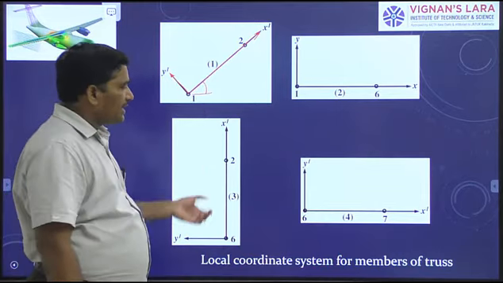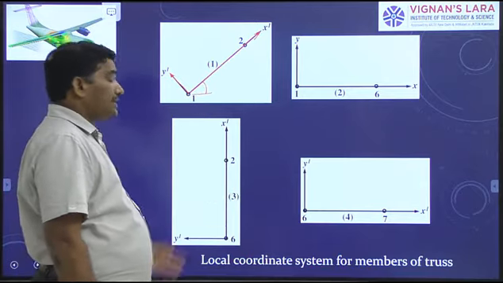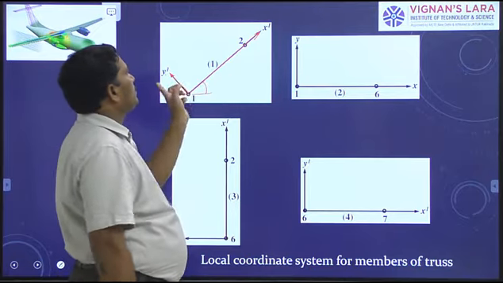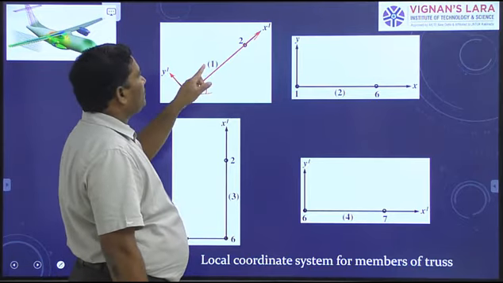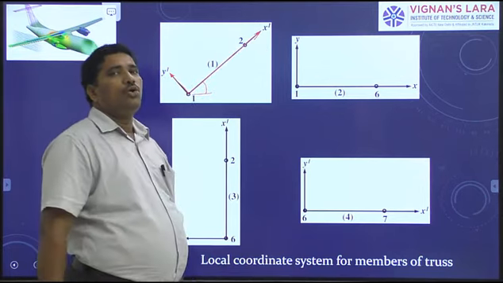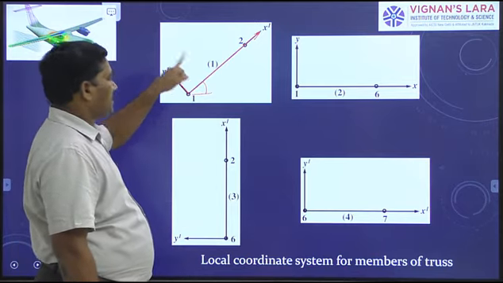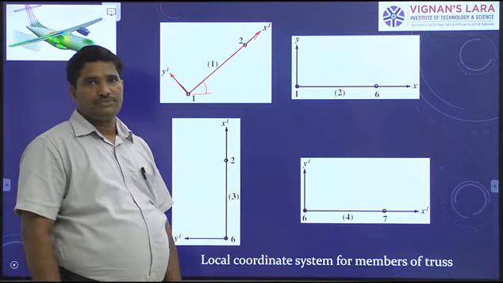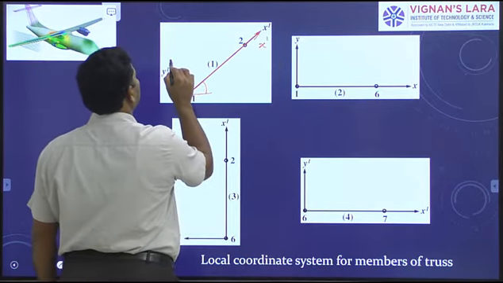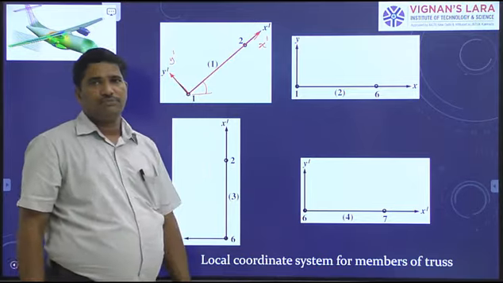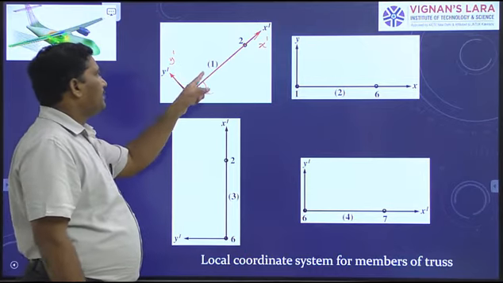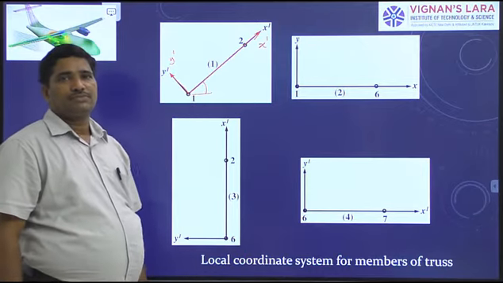Because for each element we take a different reference frame. Right? I use the coordinates like this. For element 1, say x1 and y1. x1, y1 are the local coordinates for element 1. Or you can say x dash, y dash. Doesn't matter. x dash, y dash are the local coordinates for element 1. Right? Next.